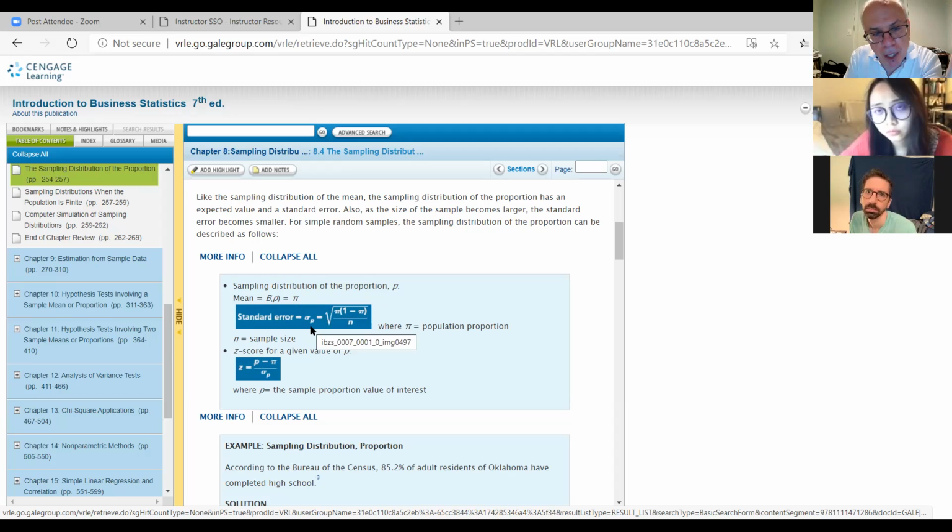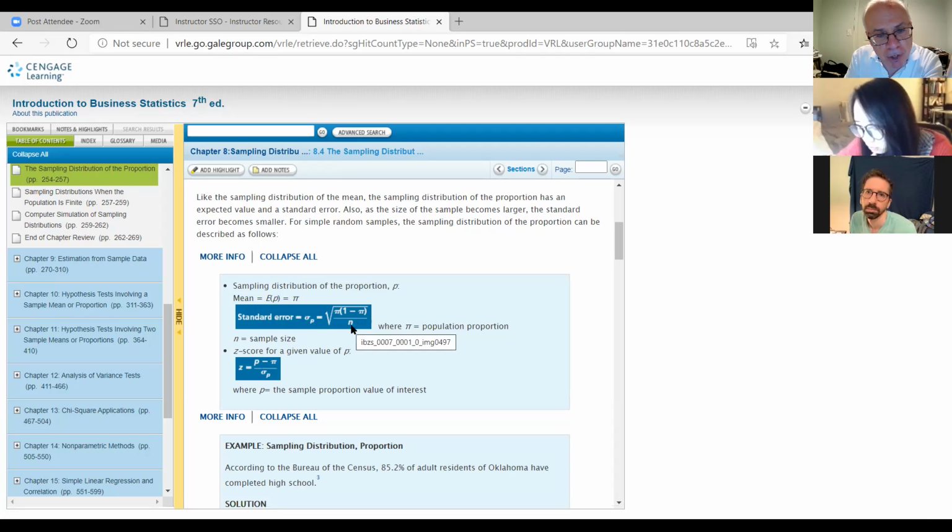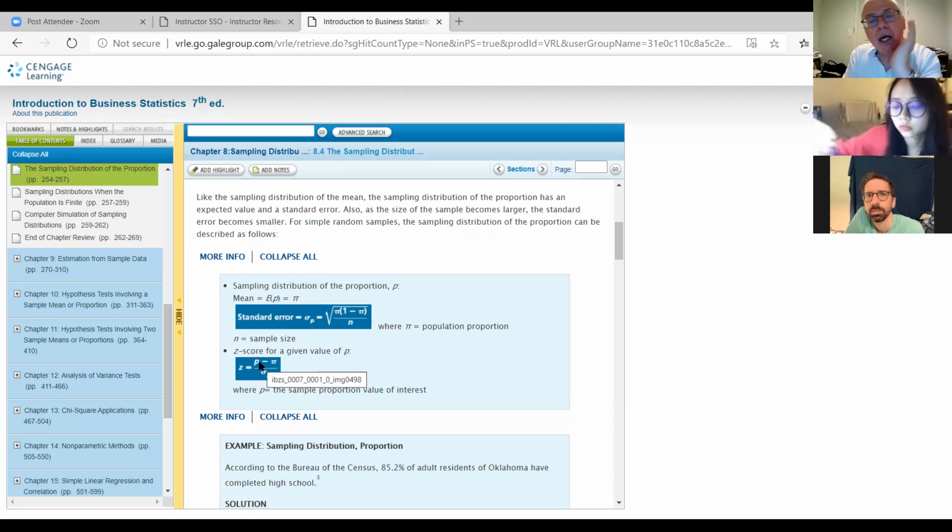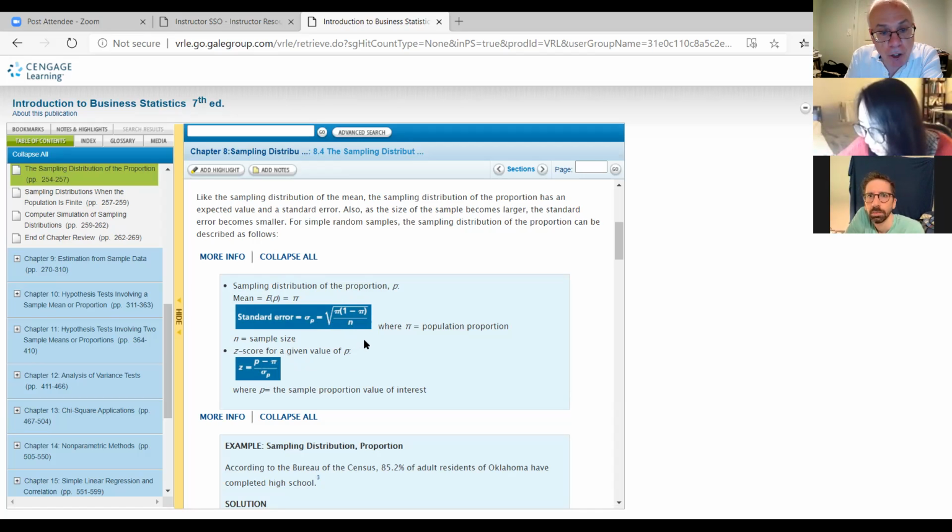And the standard error is the square root of the population proportion times 1 minus the population proportion, divided by the sample size, all inside the square root. That's our standard error formula. Here's our z-score conversion if you're going to use a z-score. It's p, which is the sample proportion, minus the population proportion in the numerator, divided by the standard error, which is this formula right here. So the only thing we need to do this type of problem is an estimate of the population proportion and the sample size. And then, if we were going to do an actual probability, we would have to know what p is, the sample proportion.